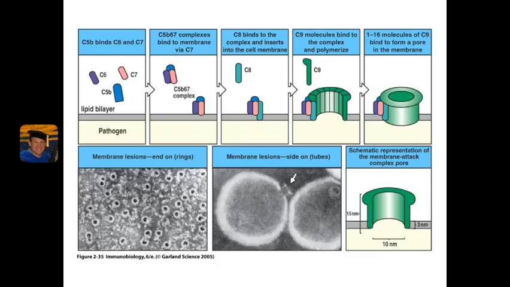The other thing that it's going to do is act as an opsonin to attract macrophages to the area, and it will also increase the amount of inflammation in the area. So, three things that complement does in the end: pokes holes in cells through the membrane attack complex, acts as an opsonin, and increases inflammation.